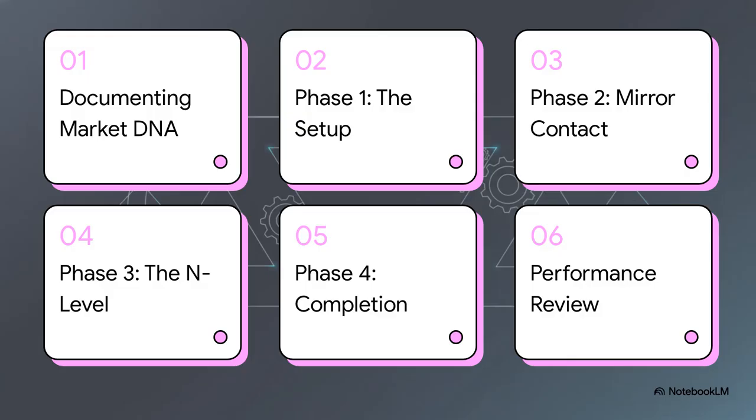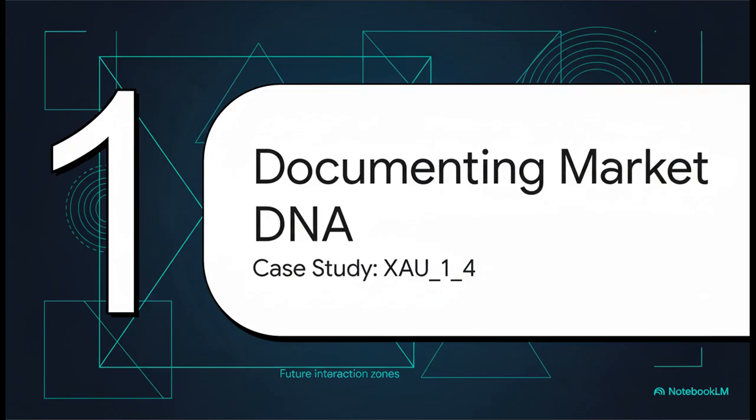Okay, so here's our roadmap. We're going to follow this cycle through 6 distinct sections, starting with the initial setup, walking through a few key events, and finishing up with a performance and final review. Let's get into it. So this specific case study covers a cycle that's been identified as XAU-14. Our job here is just to walk through the documented events exactly as they unfolded.